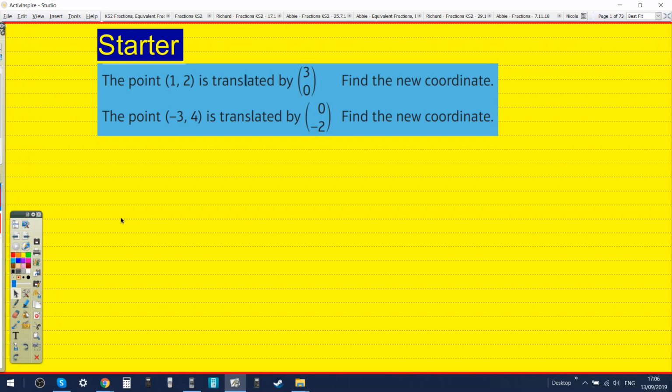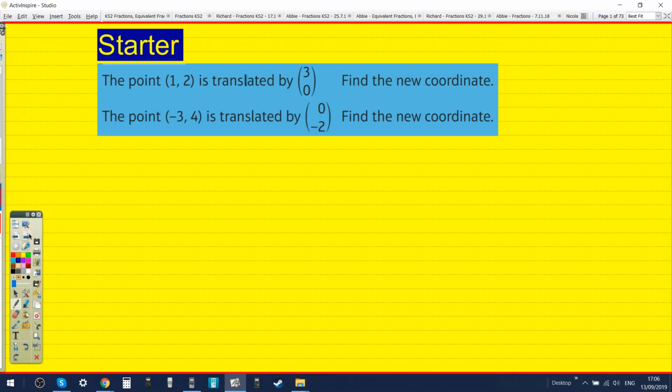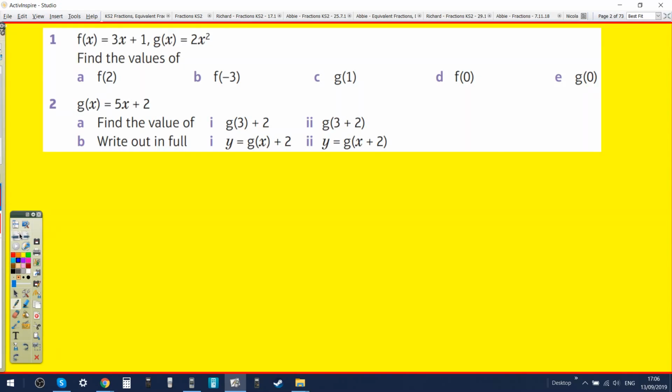I'm not sure. I didn't see this in school. We saw f(x) equals... Okay, it's just a starter.